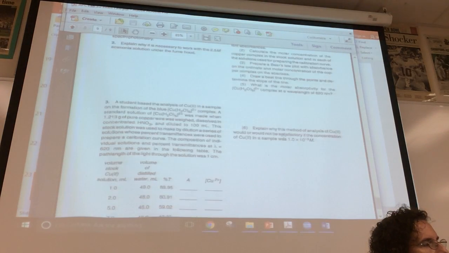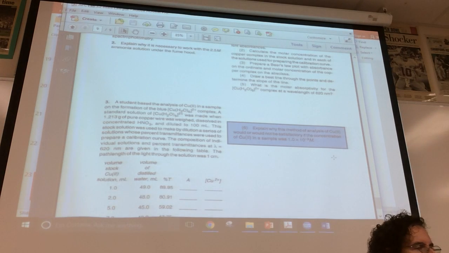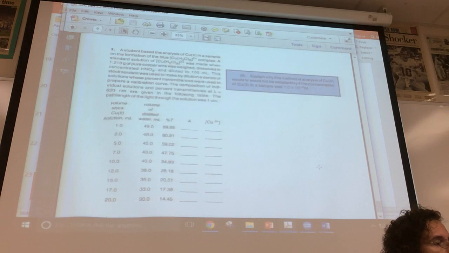And then the question that causes the most problem for the kids is this one. It says, explain why this method of analysis would or would not be satisfactory. Look at your curve. Can you clearly read that concentration off your curve? If you can't, if it's at one edge or the other, then the method is not satisfactory, okay?